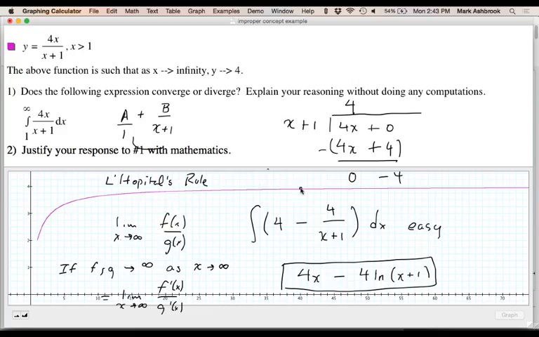Other questions? Does L'Hopital's rule also work if you end up getting 0? Yep, also 0 over 0. So if it's 0 over 0 or infinity over infinity, it works for both those cases. That's right.